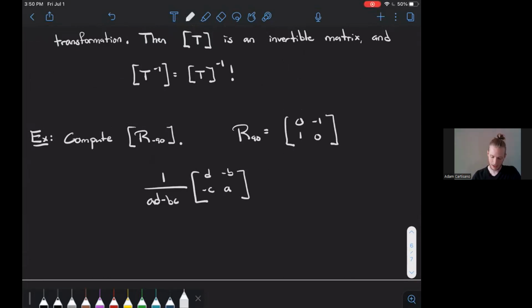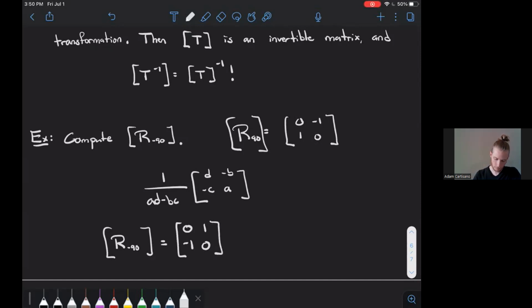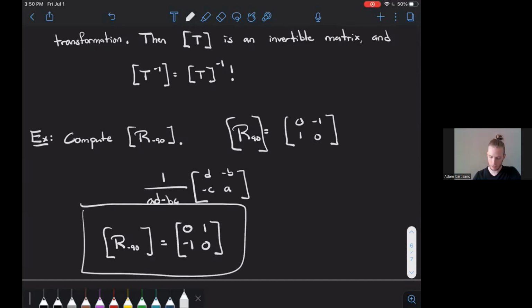So this is R of minus 90. Oops, standard matrix all around. Okay, so 90 degrees clockwise has standard matrix: well, AD is 0, BC is negative 1, being subtracted is positive 1. So this is 1 over 1 times, we have to flip the locations of the zeros, and we have to negate the off diagonals. And if you go and multiply these two matrices, you will get the identity.